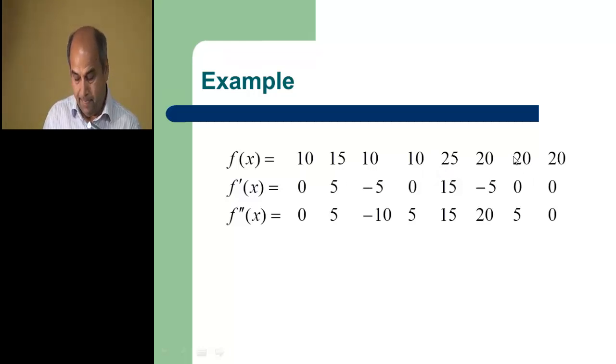It's pretty simple. Now we can find the second derivative by just finding the first derivative of the first derivative. Okay, so this again will be 0, so 5 minus 0 is 5, minus 5 is minus 10, 0 minus minus 5 is 5, and so on. So this way we can find these derivatives as many times as we want.